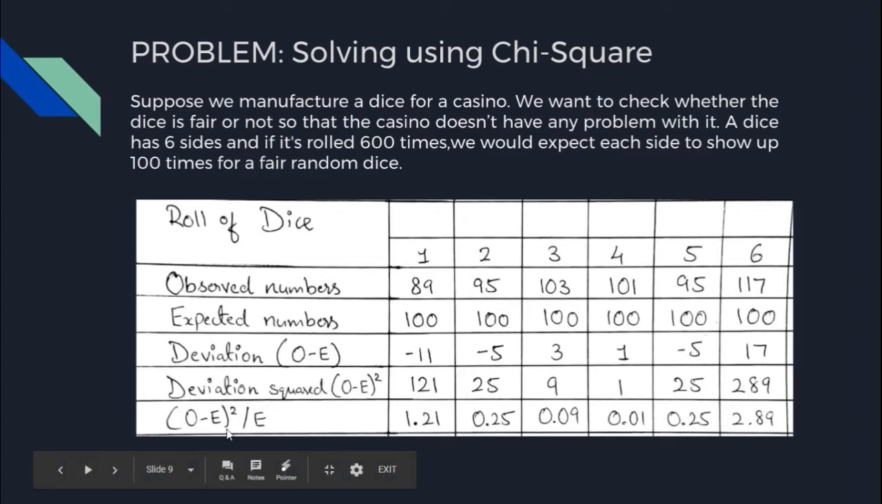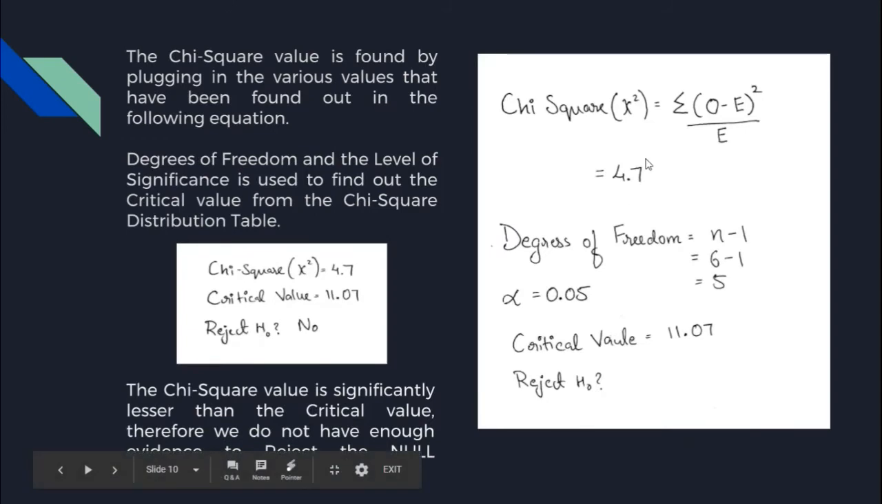And the deviation squared divided by the expected values gives us these values, and the summation of this gives us the chi-square value, which is found out to be equal to 4.7. Now we need to know if this value is significant, considering alpha to be 0.05. The number of degrees of freedom is given by the n minus 1 rule. Since we have 6 sides to the dice, we have 6 variables, so 6 minus 1 equals 5.